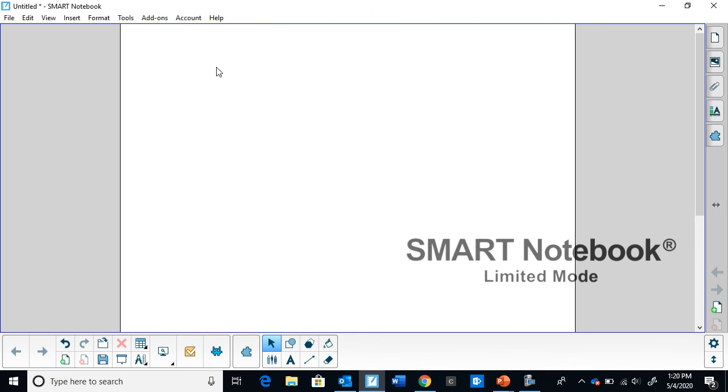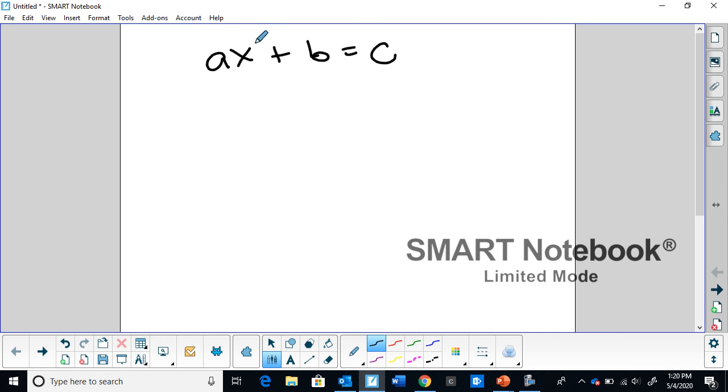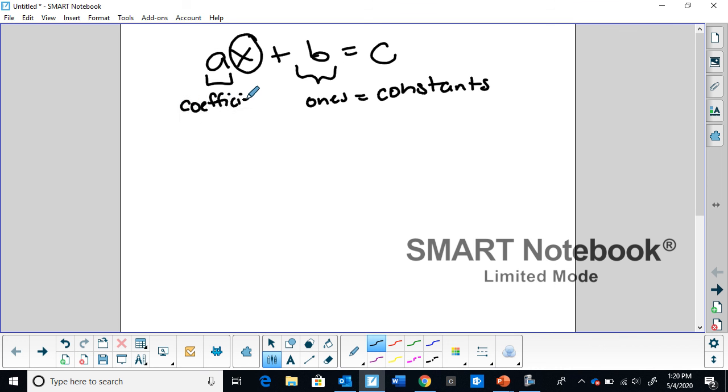Okay, so we're going to be seeing equations of the following type: ax plus b equals c. Okay, so we got one variable here. We have this extra, these ones, that are also called constants. And we have this number in front of the x, that's telling us how many splats there are. Okay, it's also called the coefficient. All right, and this is going to be the types of equations that we're going to see.